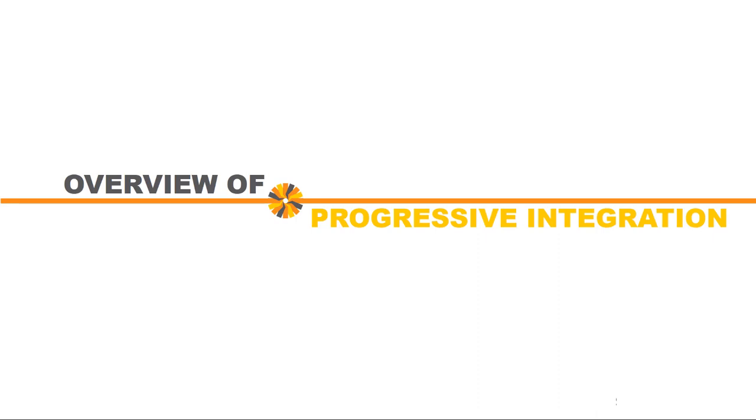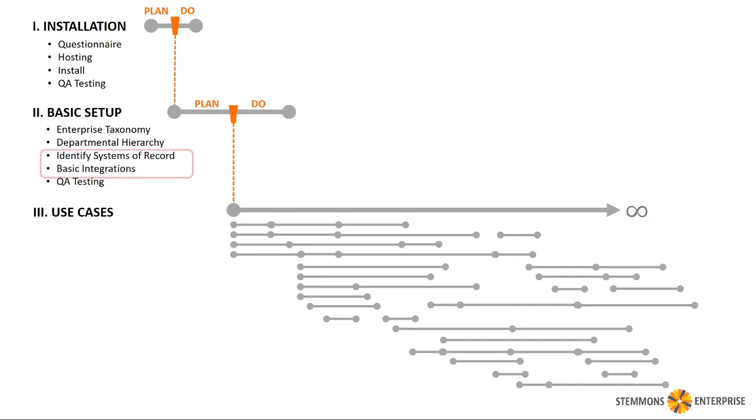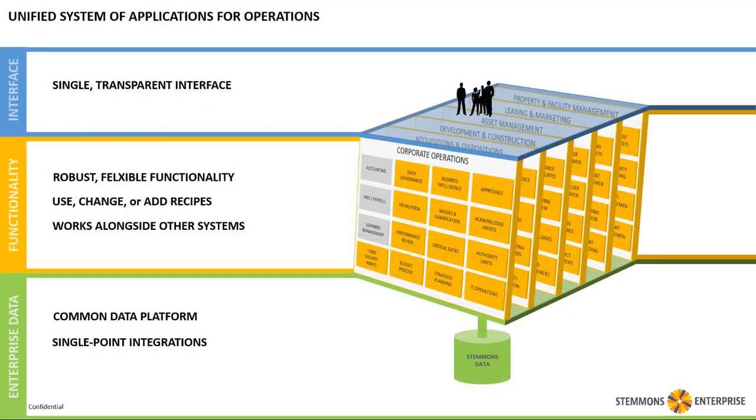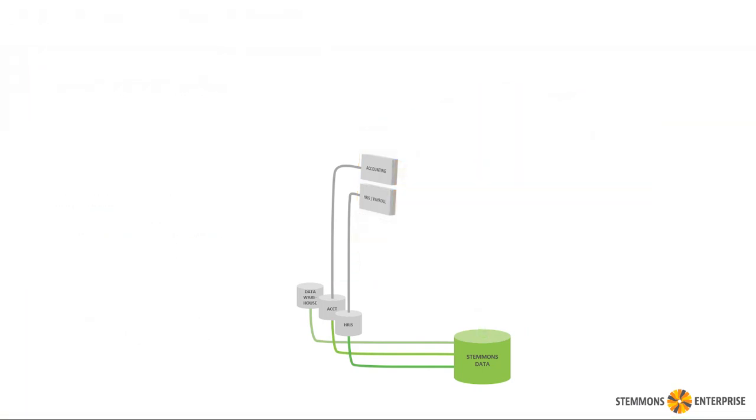Now we're going to talk about a progressive approach to integrations in Stemmons. Integrations is one of the most important parts of a basic setup, but it's also one of the areas that we can run into trouble if we're not careful. If you're using Stemmons, it's typically in concert with other systems that have data in your organization. What we want to do is create single points of integration to those things, and ultimately we'll have wonderful integrations that are very stable and make sense for everybody, but we have to think about how to get there.